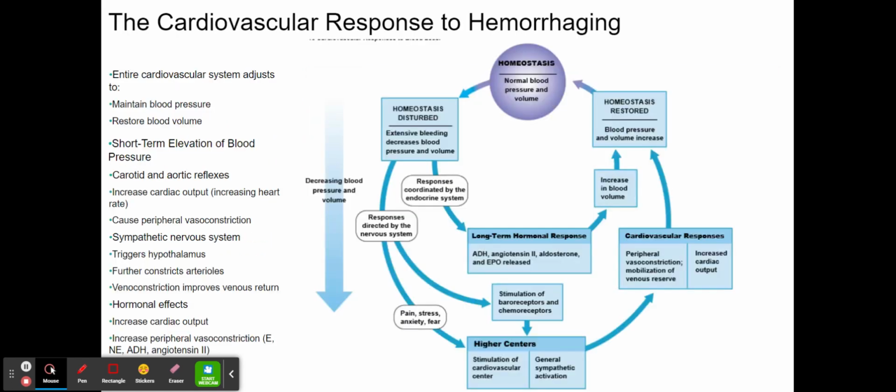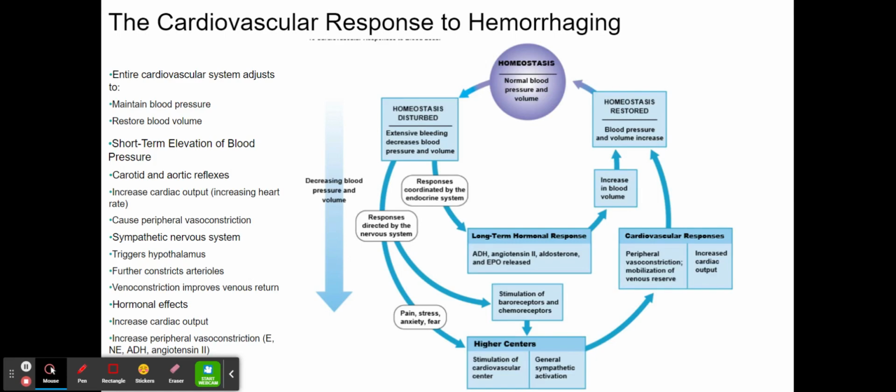When homeostasis fails to prevent significant blood loss, the entire cardiovascular system makes an adjustment. The immediate problem is to maintain adequate blood pressure and peripheral blood flow. The long-term problem is to restore normal blood volume. Almost as soon as the pressure starts to decrease, several short-term responses appear. In the initial neuroresponse, carotid and aortic reflexes increase the cardiac output and cause peripheral vasoconstriction. With blood volume reduced, an increase in heart rate, typically up to about 180 to 200 beats per minute, maintains cardiac output.